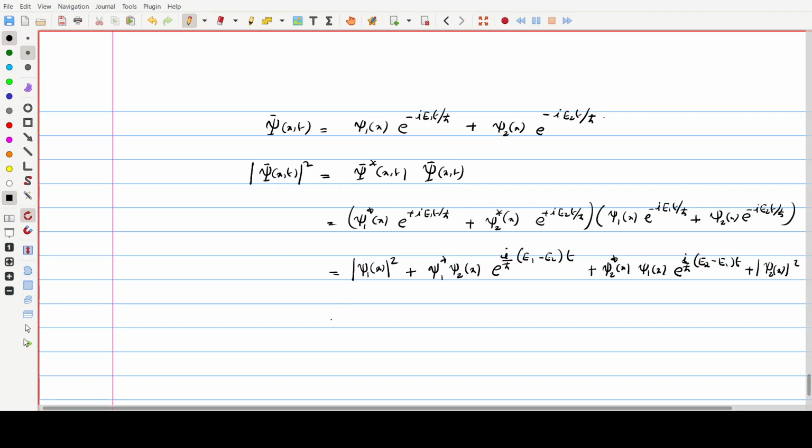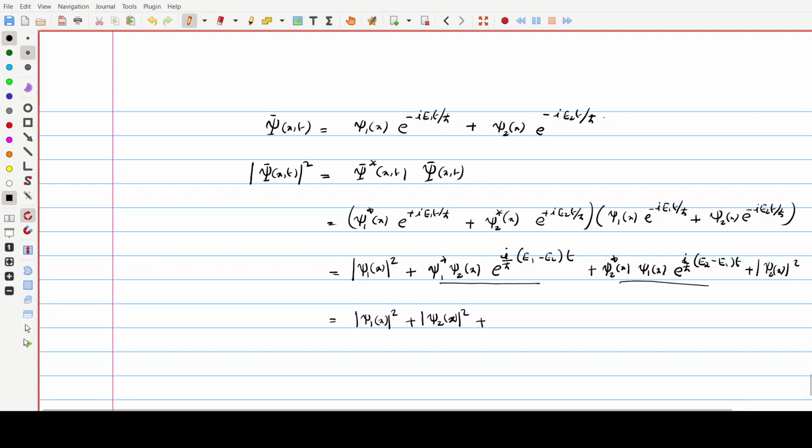So we can simplify this expression. The first term can be written as |ψ1(x)|², and the second is |ψ2(x)|², and a cross term would come. Here if you look at this expression, we have two terms: one is ψ1* ψ2 e^(i/ħ (E1 − E2) t), and the third term is the complex conjugate of the second term. So basically it is a sum of one complex term and its complex conjugate.